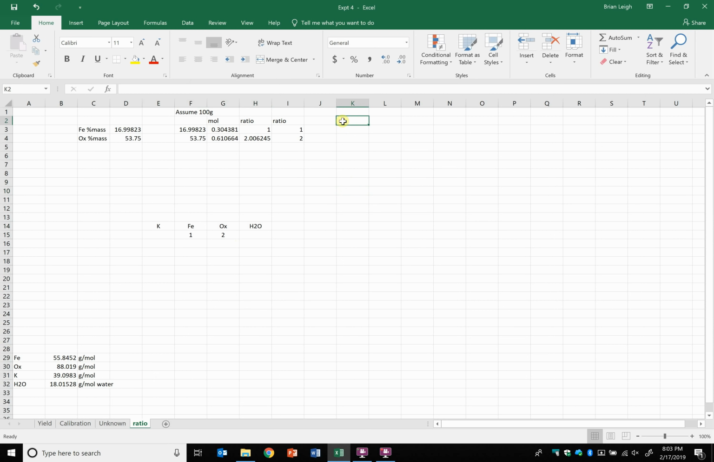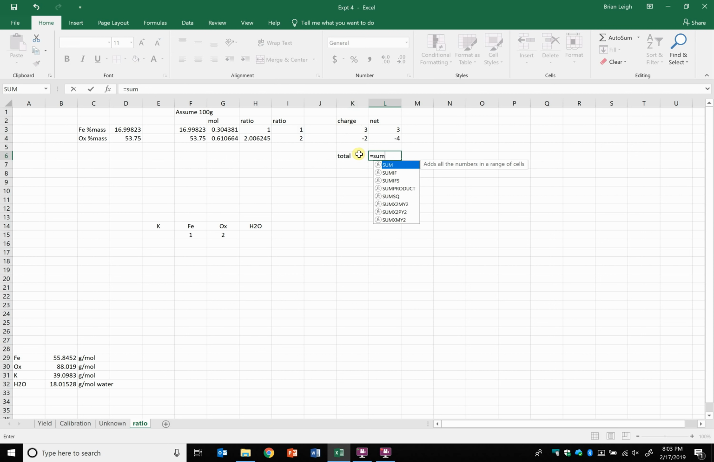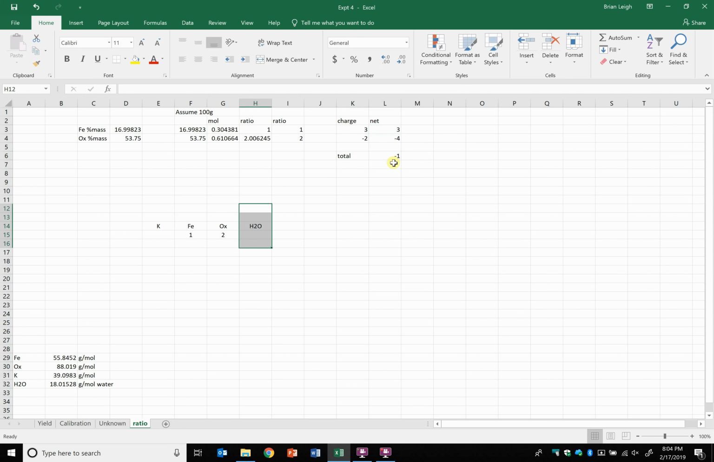So what about the charge? The charge on iron is 3, and the charge on each oxalate ligand is -2. So net charge for each one of these is just basically the ratio times the charge. And so our total charge would simply be the sum of those two, -1. Since this is a neutral compound, we have to have a balance in charge. Water is neutral, so that's not going to work with -1. But potassium is a +1 charge, so potassium now is a 1.